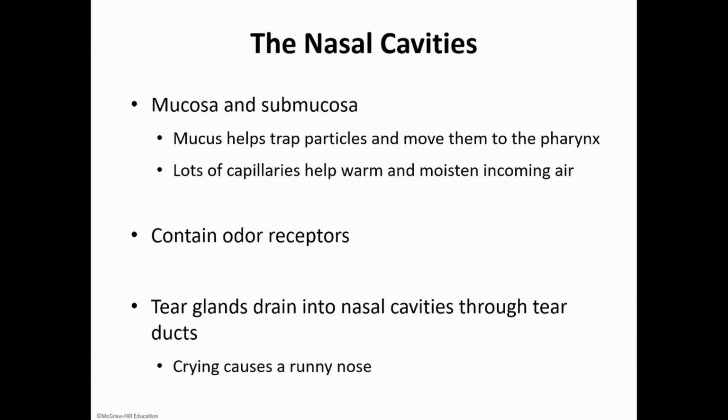And in the submucosa, we're going to find a lot of capillaries, right? And with that large amount of capillaries, we can warm and moisten the incoming air that we're breathing in. This is also why we can be susceptible to nosebleeds, because you have a lot of blood vessels that are on the fragile side, that are bringing a lot of blood to that small area.